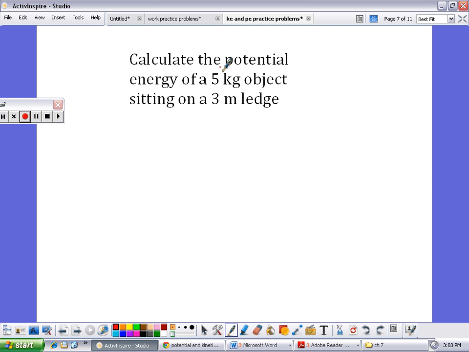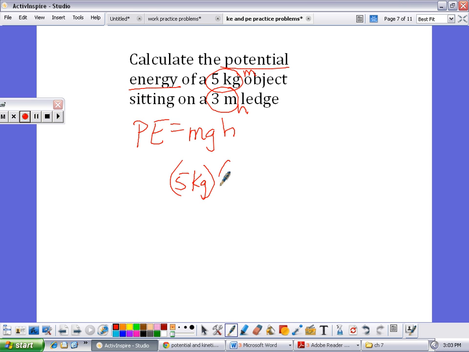So this is asking for potential energy. So now we are using PE equals mgh. So here it gives us our mass, and here 3 meters gives us our h. So it'll be 5 kilograms multiplied by gravity, which is given, 9.8 meters per second squared, multiplied by the height, which is 3 meters. Plug that into your calculator and you should get the answer of 147 joules.